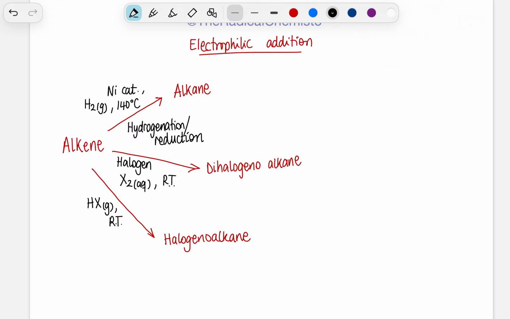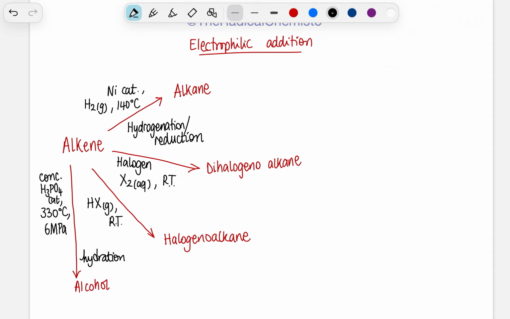And finally, you also need to know how to form an alcohol, and the reagents and conditions I normally tell my students to remember for this would be concentrated phosphoric acid catalyst, 330 degrees Celsius, and 6 megapascals. Another name for this reaction could also be hydration. But all four of these reactions undergo the electrophilic addition mechanism.